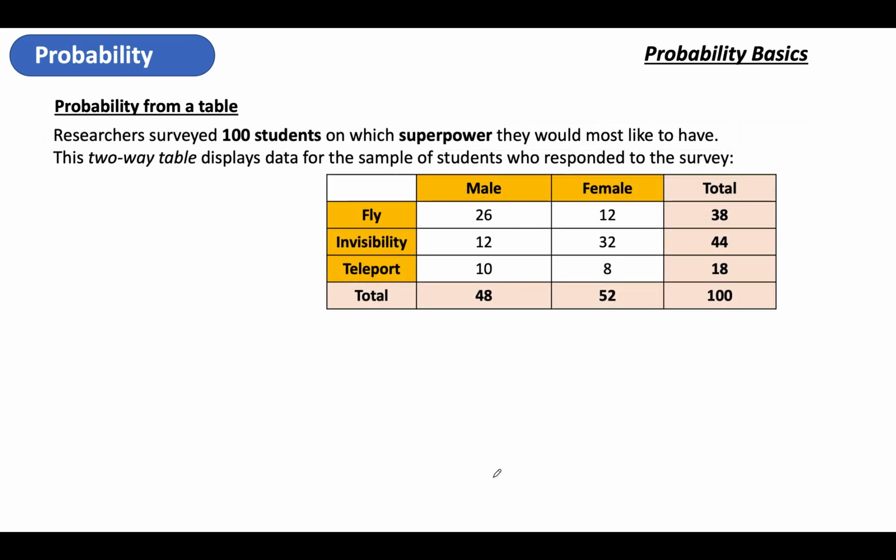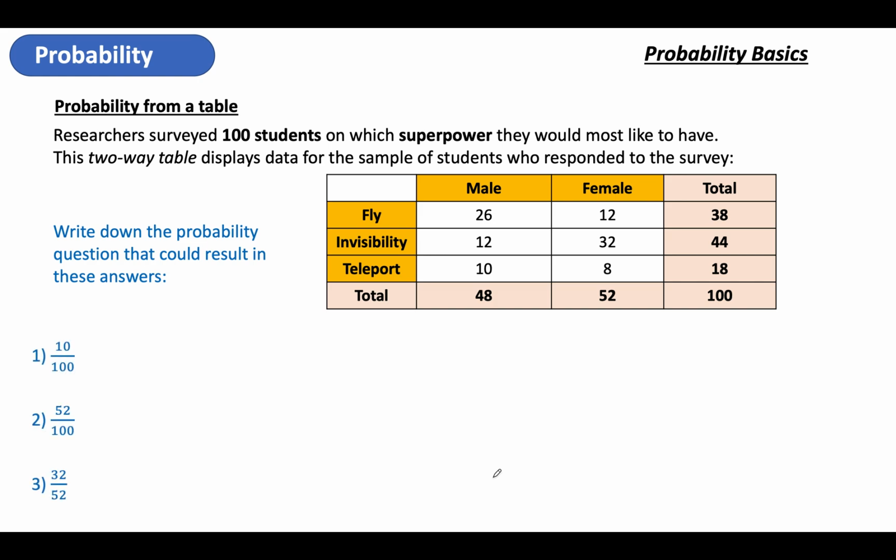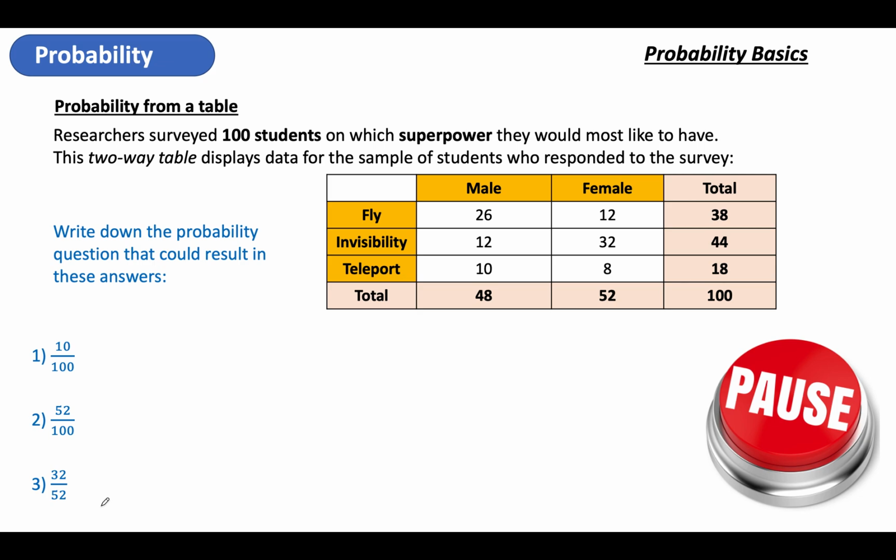Okay, a little bit more then. So researchers surveyed 100 students on which superpower they'd most like to have. So we're back to this one again. I want you to write down 3 sentences this time. So we're going to give you 3 probabilities. I want you to look through the table, and I want you to decide, where have you seen these numbers? What could be the question that would result in these probabilities? Okay, right. So pause the video now, and then write down your 3 sentences or 3 questions, and unpause when you're done.